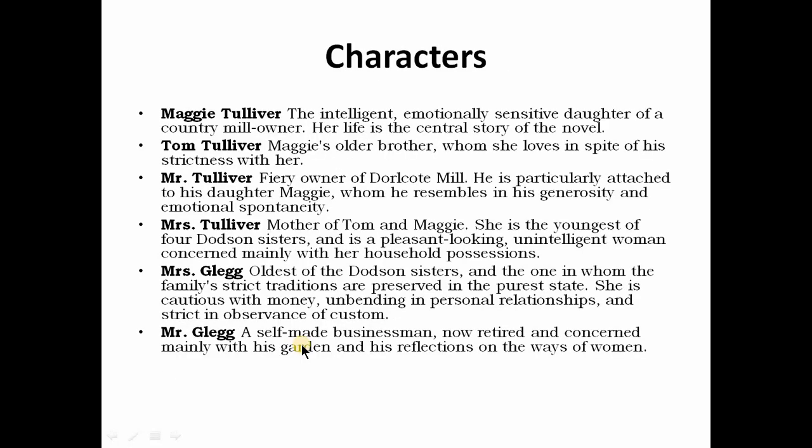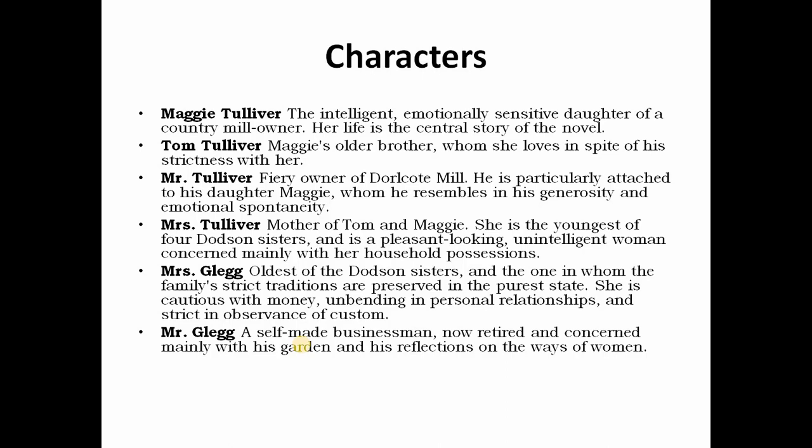So what are the characters of this novel? Switch your minds to the characters of this novel. There are so many, because it's not a short story. You already know the characters of a short story: two characters, three characters, or even there may be one character in a short story. But it's a novel, so there are so many characters. In fact, there are tens of characters, but we will discuss the important characters here. I have written almost all the characters, but we will discuss the important ones in our session.